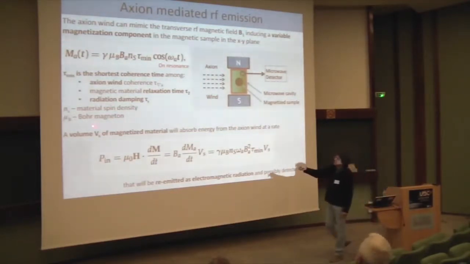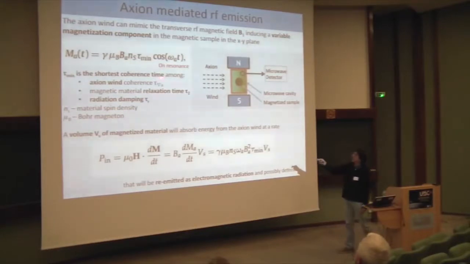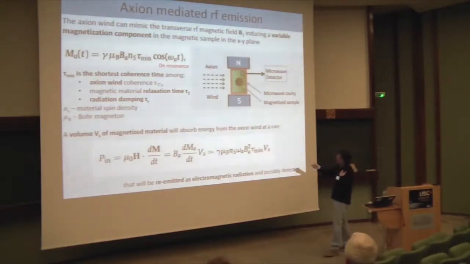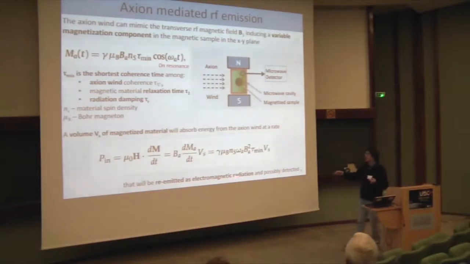And the radio frequency is emitted through this form. If the magnetization changes due to the presence of the axion wind, this will produce a power. The system will absorb energy from the axion wind and then re-emit this energy as electromagnetic radiation, and possibly this can be detected. And this is the power that we are looking for.